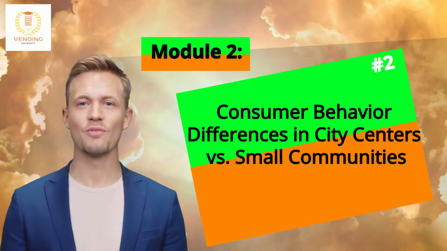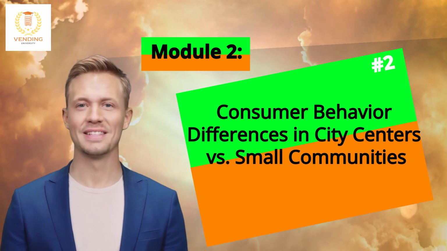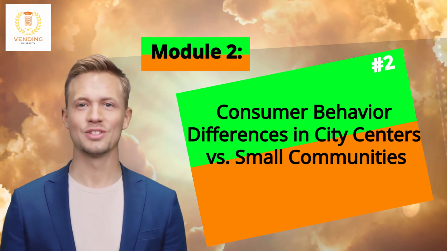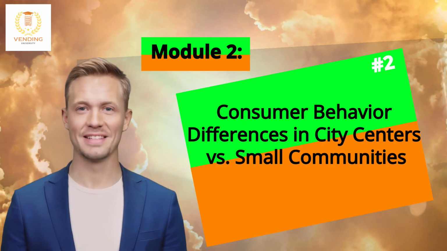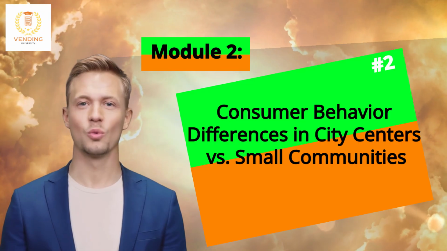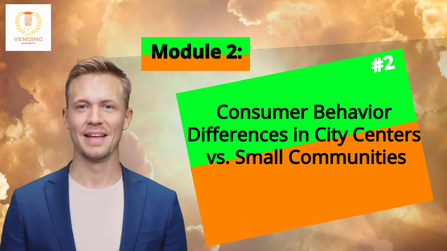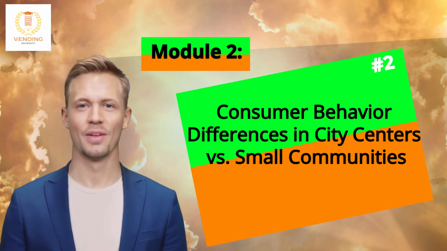Urban consumers move quickly and often make impulse purchases. They value convenience above all, which means they respond strongly to machines placed along active paths, such as office entrances, transit stations, and commercial walkways. Their buying decisions are shaped by speed, variety, and the ability to grab something without waiting.